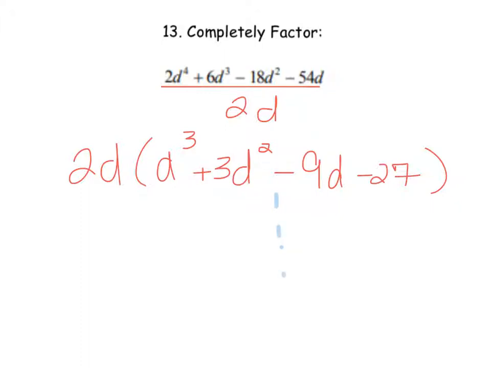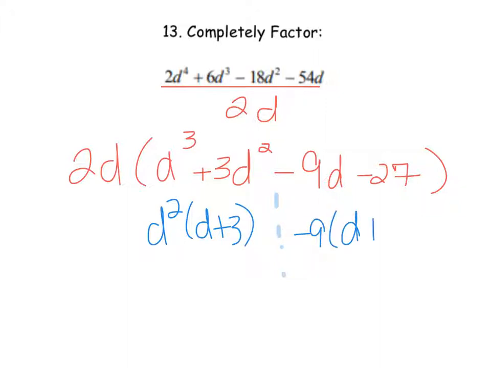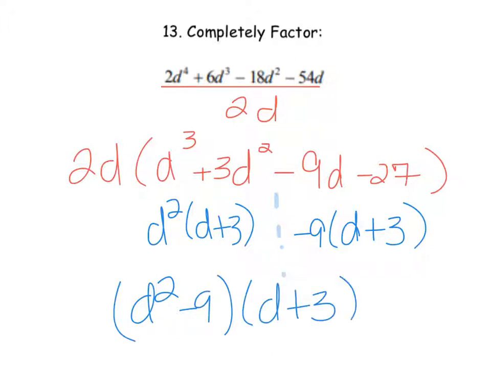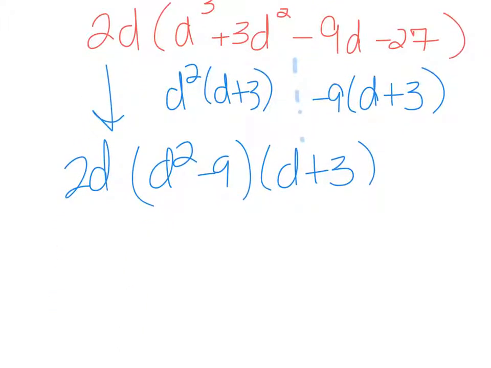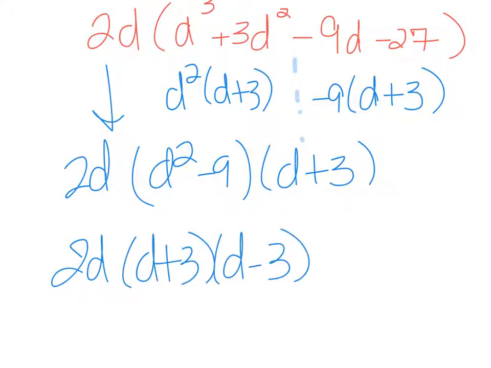Now, if you notice, the inside is grouping, so I'm going to split this down the middle because there's 4 terms. I'm going to take out a d squared here, be left with d plus 3, and take out a negative 9 here because I want to get d plus 3 as well. And then I'm going to have d squared minus 9 and d plus 3. Don't forget about the 2d out here because that would really suck. Okay, so now I'm going to do dots here and then bring that down. And then that is completely factored.